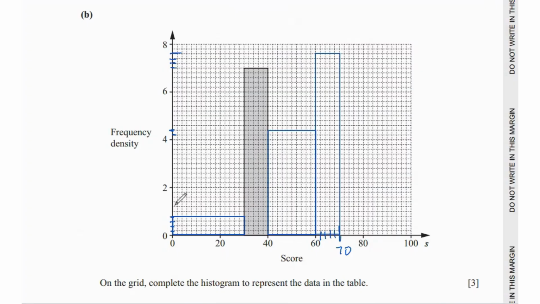Then 1.4, so 3.8, 1, 1.2, 1.4. That is your bar for this one. And that's the complete histogram.